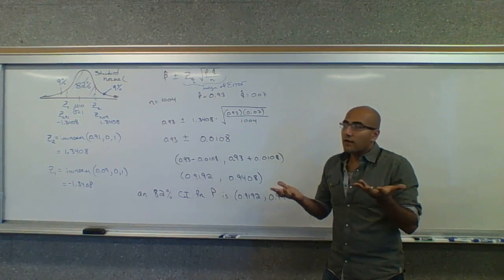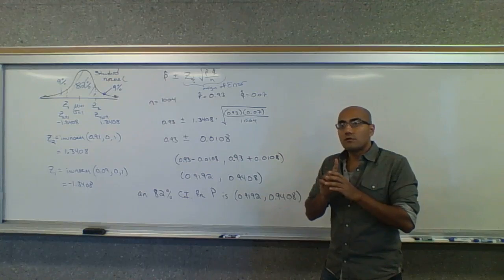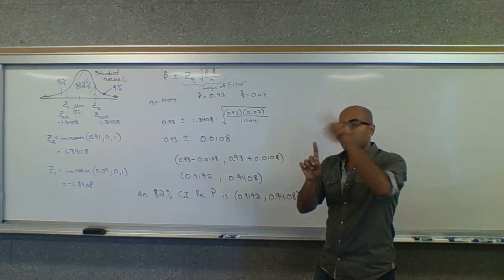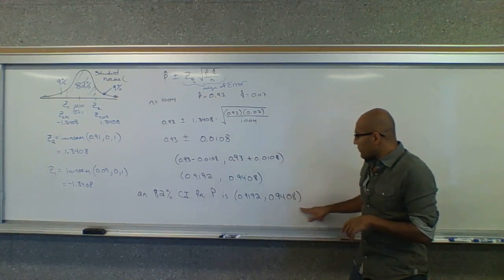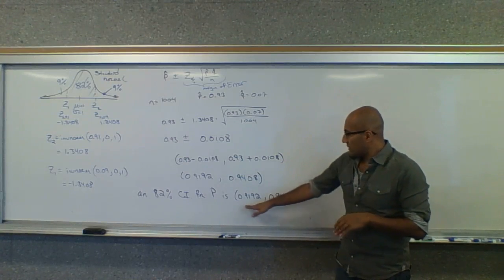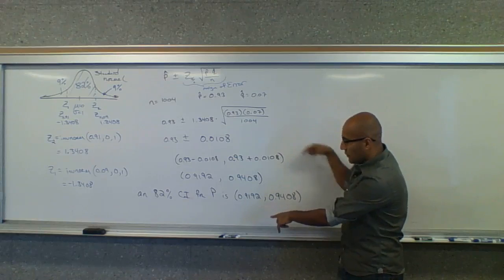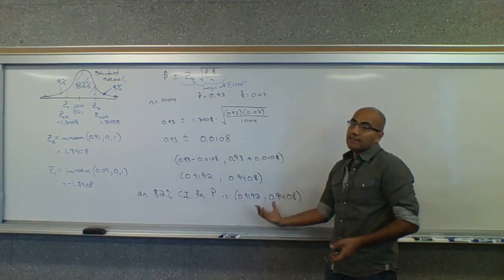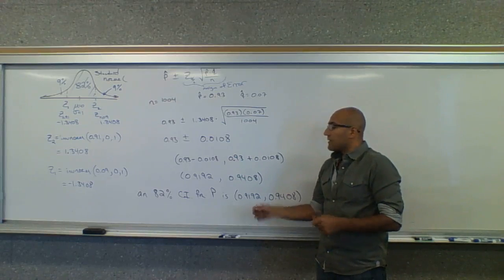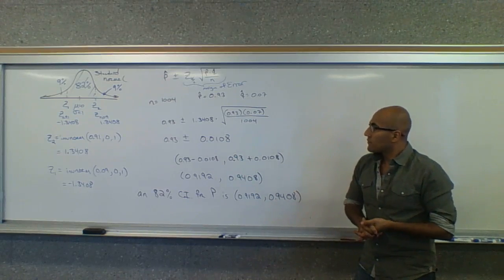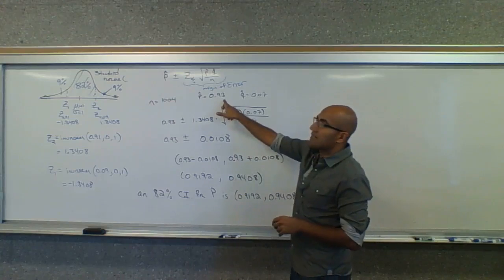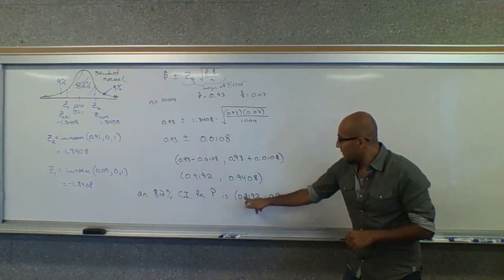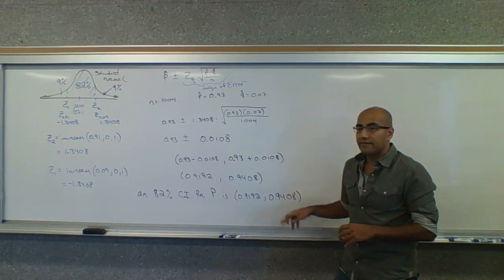Point estimates are just one single number that you're guessing. That's my number, as compared to an interval guess. This is my best interval guess, that the real proportion in this situation is somewhere in here, and that's much better than just one number, right? Okay, so my point estimate is 0.93, and my interval guess is between 0.91 and 0.94. Any other questions?